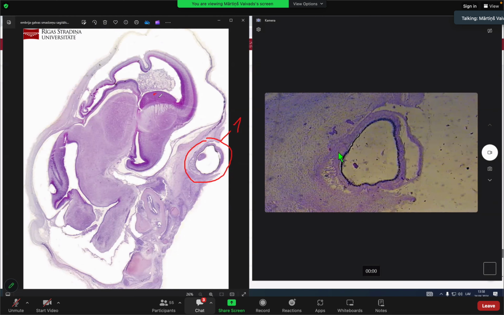This slide is quite big, but you need to focus through the zones. We will move to the second zone here, number 2. This is nucleus caudatus. Number 2, nucleus caudatus.